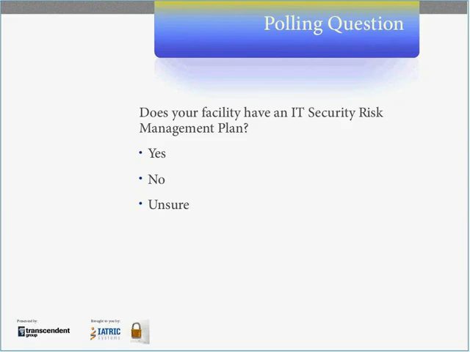So the poll has closed, and here we go. As you see in the response, there's actually a pretty good result. We have 34% that actually have an IT security risk management plan, which is very good, but there are still a few that have no IT security plan. So it's a pretty common result.